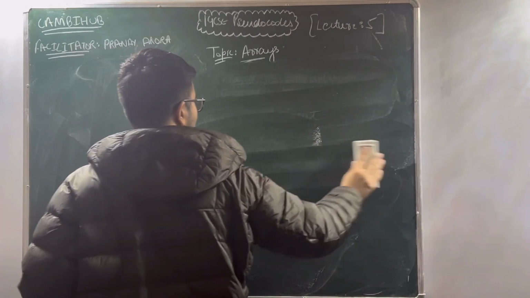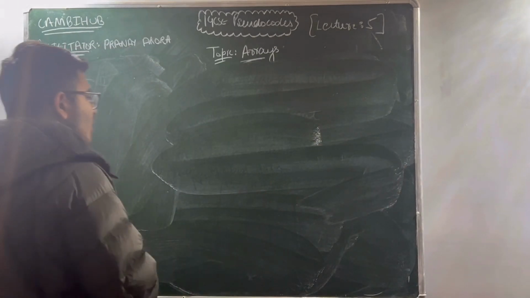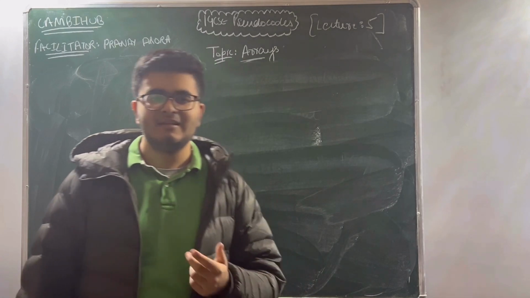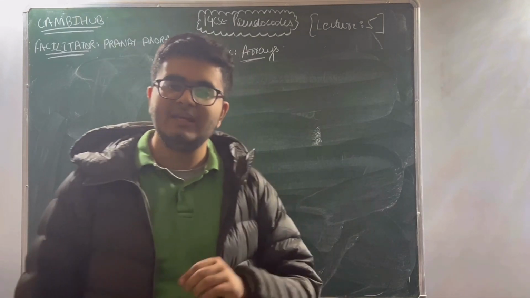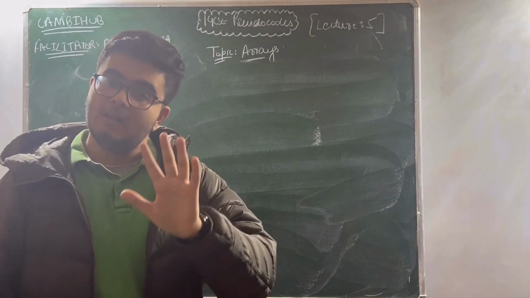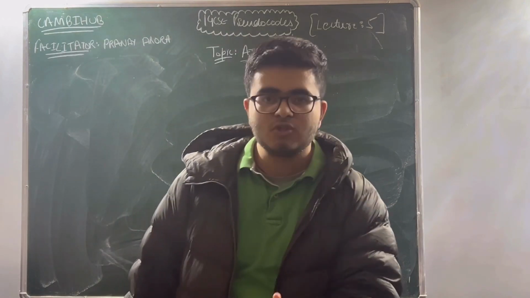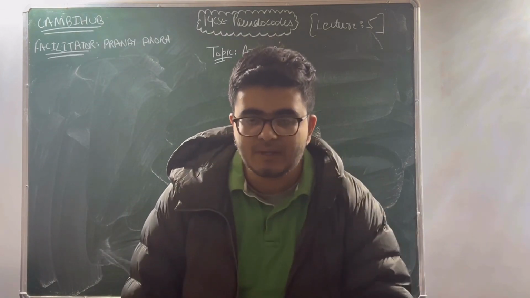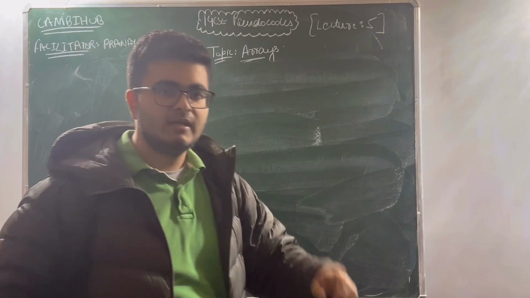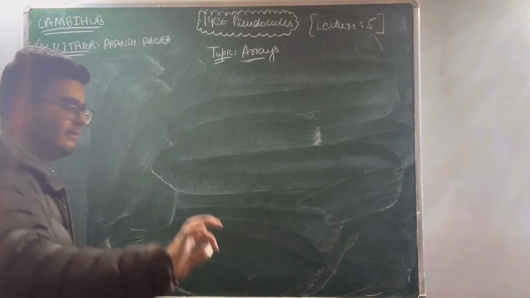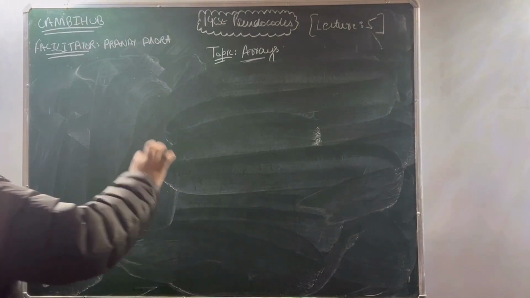See, a for loop always has a counter, right? So we need to declare a counter here. But please, before I show you the answer, before I tell you how to do it, please understand this logic carefully.